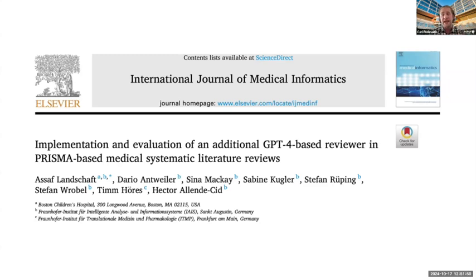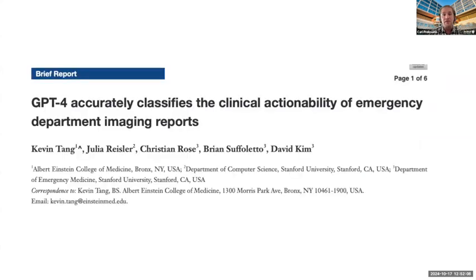And if you have programmatic access to some of the EHR data, if you have a safe way of doing it, if the data is de-identified, which we have a repository of de-identified patient data here, you can do a number of different things. This was a study done recently by some folks here at Stanford that looked at clinical actionability of emergency department imaging reports, and GPT-4 was able to correctly identify a number of those.